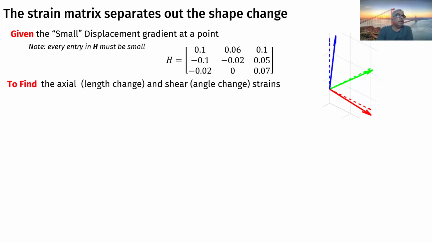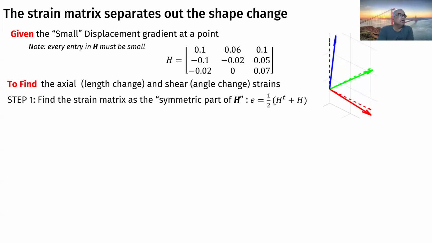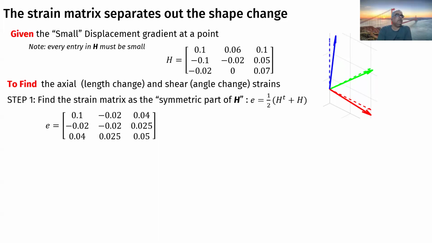Okay, so we want to find the axial or length change and shear angle change strains. This is what we want to find. So how do we do that? We first find the strain matrix as the symmetric part of H, that is E equals 1/2 (H transpose plus H). You take H, add the transpose to it, and you get E. The first row of E is 0.1, minus 0.02, 0.04. Second row is minus 0.02, minus 0.02, 0.025. Last row is 0.04, 0.025, 0.05. Notice it is symmetric. So we have to interpret 6 terms.